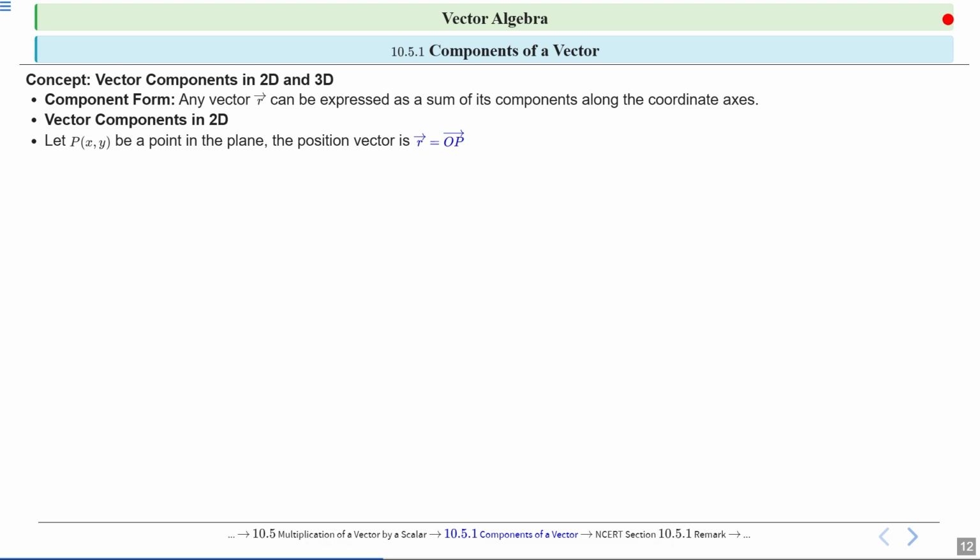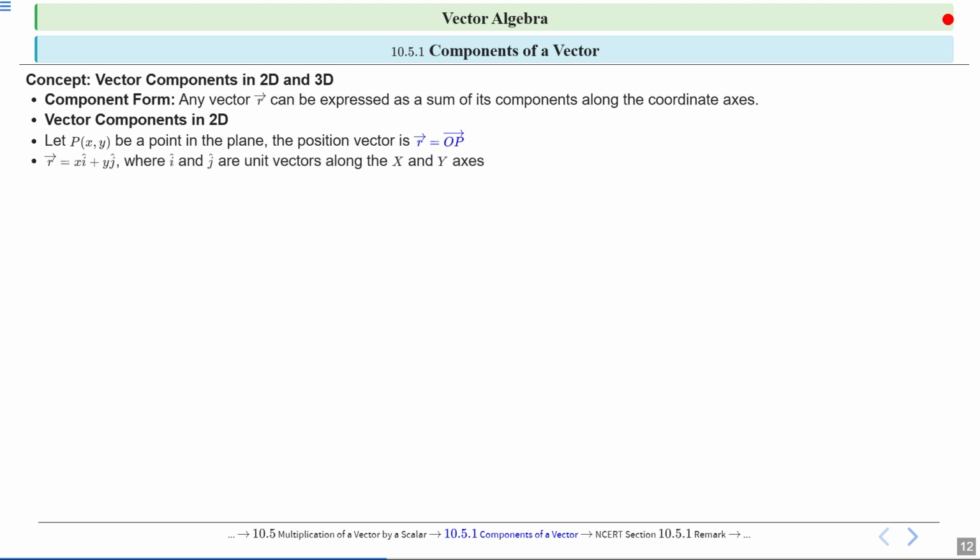Now imagine a point P with coordinates x, y in the plane. The position vector, which we will call R vector, is the vector from the origin O to the point P. This is written as OP. So this vector gives us a way to describe the position of P in terms of its distance from the origin, okay?